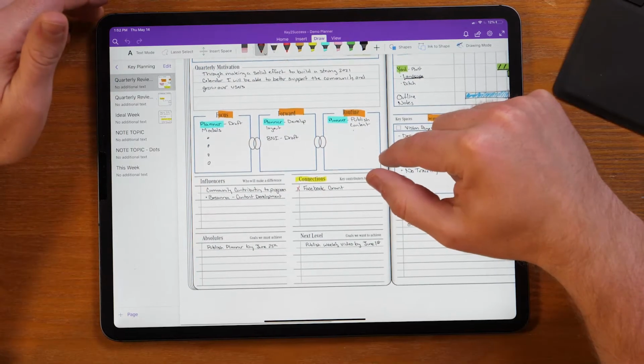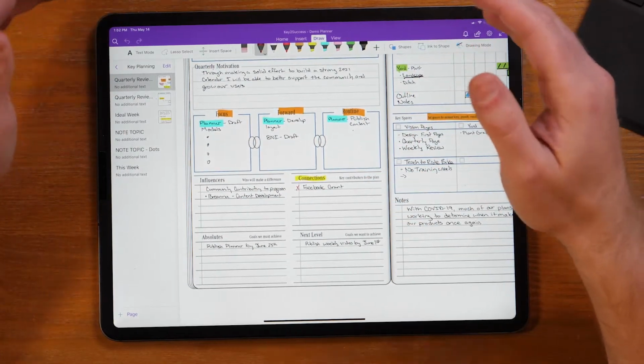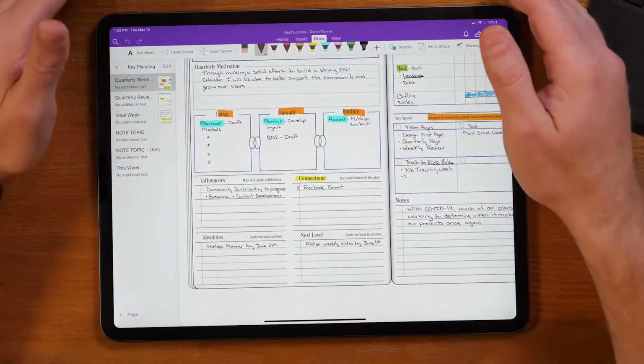As we move down on the planner, the next area that we want to focus on is 3 new container groups. I haven't had an opportunity to share this information with you guys yet.